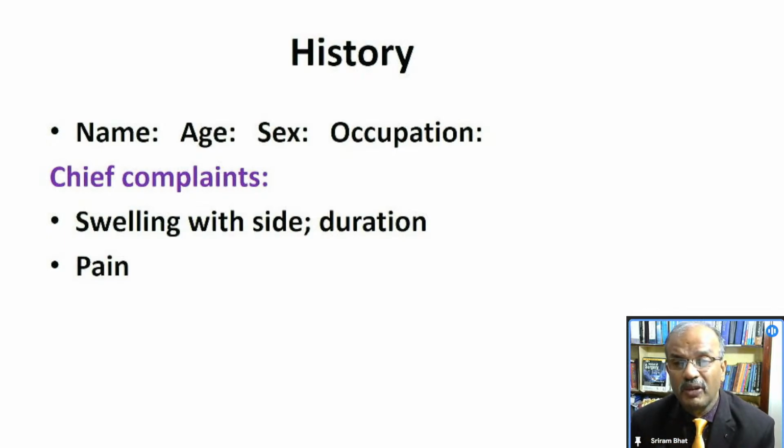Why pain occurs, you also have to remember. Pain is either due to adhesions, due to dragging of the omentum or dragging of the mesentery, due to inflammation, due to obstruction, or eventually, of course, strangulation. All these things may cause pain. So the type of the pain is very important when you discuss. These are the two important chief complaints.